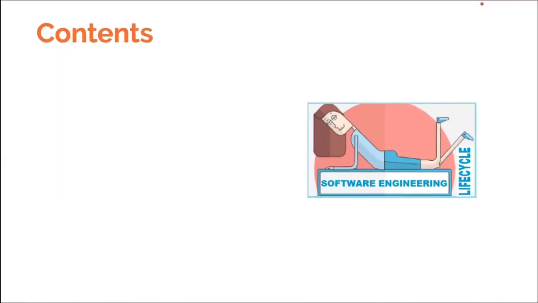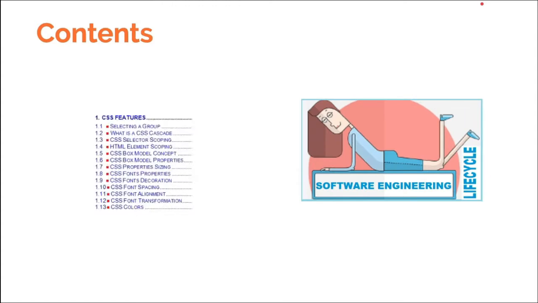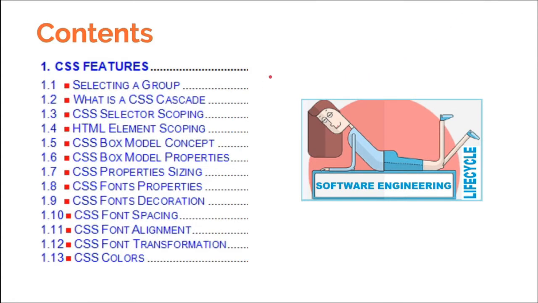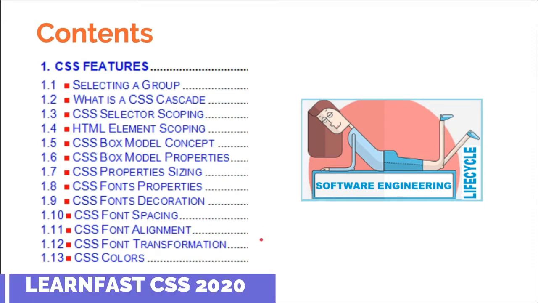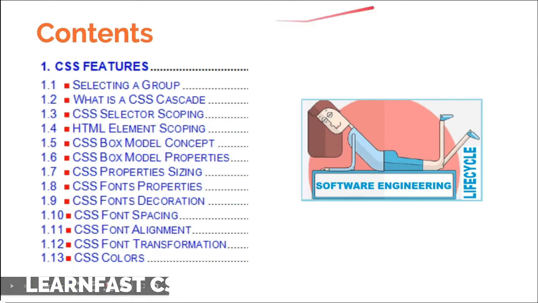The contents of this part of the course: CSS features, selecting a group, what is a CSS Cascade, CSS Selector scoping, HTML element scoping, CSS Box Model concept, Box Model Properties, property sizing, font properties, font decoration, font spacing, font alignment, font transformation, and CSS Colors.